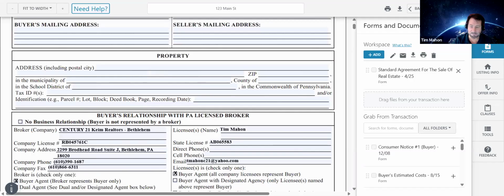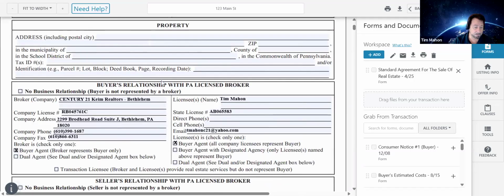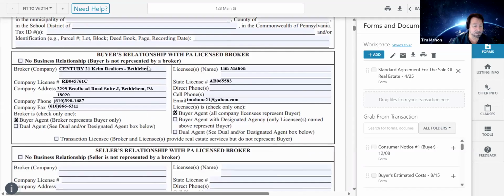It just says tax ID, and then it says "and/or" if you didn't have a tax ID. I've never found a property that I did not have a tax ID. Now, by using the template, you'll see that the information is already saved in here for me. So that's our office, our company license number and all that's there. It's all set up in the template that way.